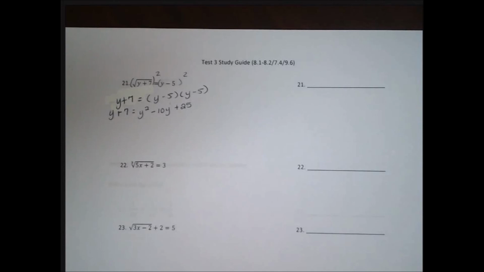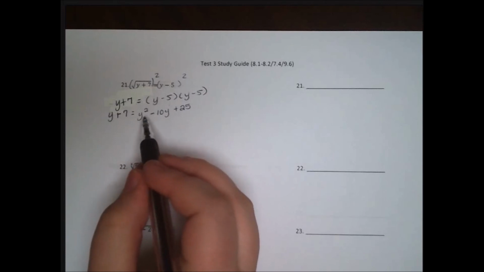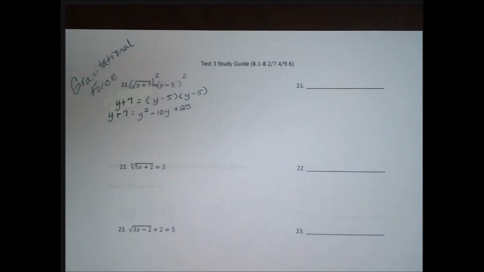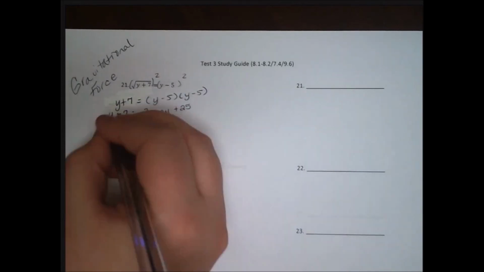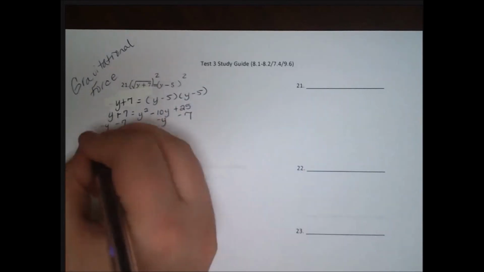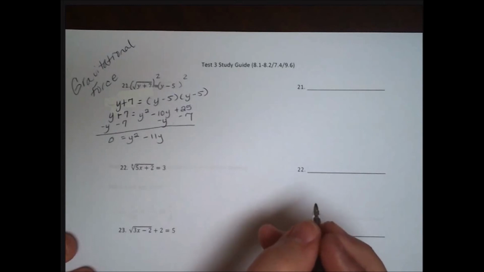Remember we talked about whenever we see this y squared here, that's an indication we need to just have like this gravitational force. And everything is going to move on the same side as that y squared. So I'm going to subtract y from both sides, and I'm going to subtract 7 from both sides. So now I have a 0 equals y squared minus 11y plus 18.